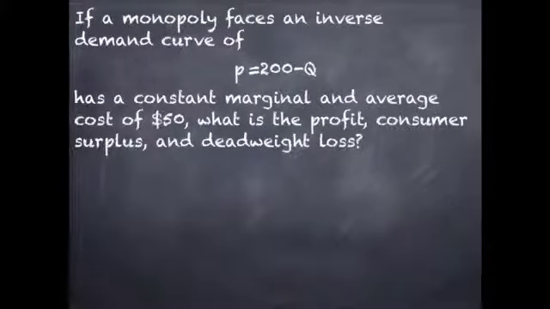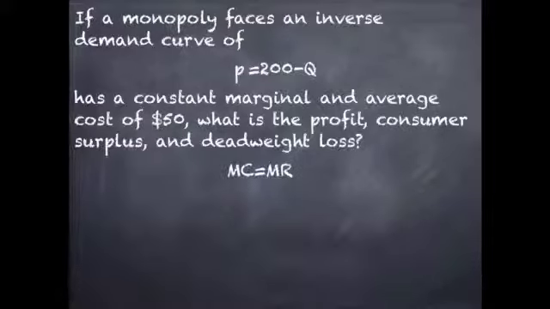Let's change this around now. If a monopoly faces an inverse demand curve of P equals 200 minus Q, has constant marginal and average cost of 50, what is the profit, consumer surplus, and deadweight loss? So this monopolist is just setting one price and has an output level associated with that.